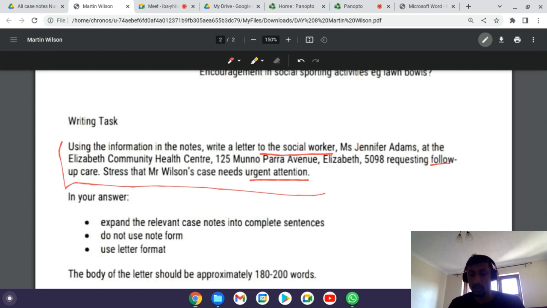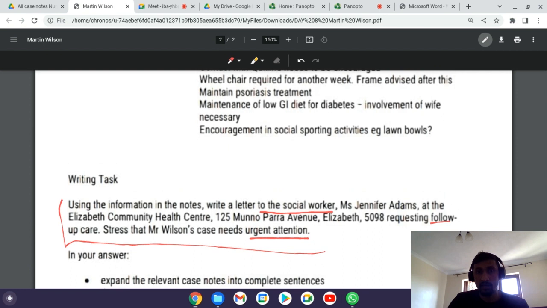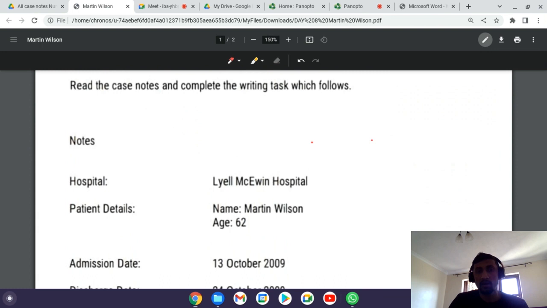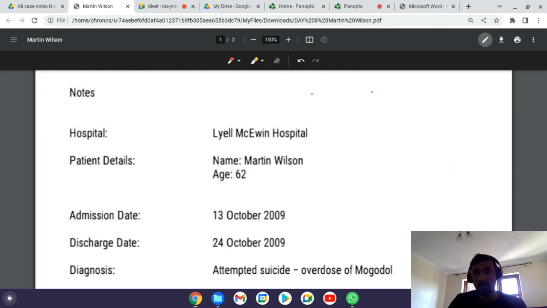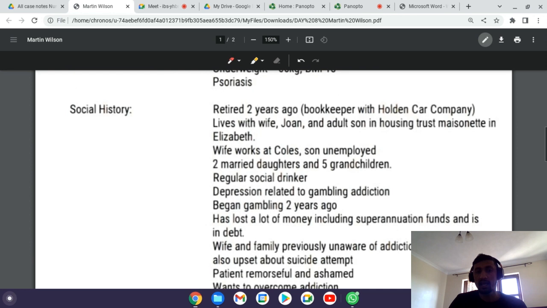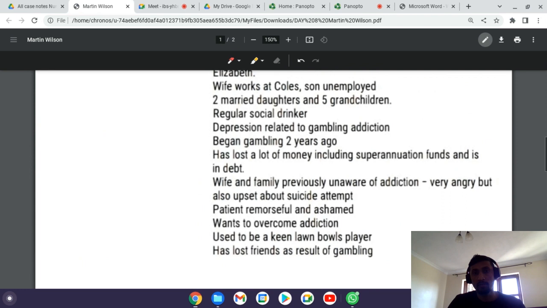Then we are going to see why we are writing a letter to the social worker, why the patient needs urgent attention, and why the patient requires follow-up care. For that we have to read from top to bottom. We have 5 minutes reading time. It's given that Lael McEwen Hospital is the hospital where you are working. The patient is Martin Wilson, 62 years old, with admission date, discharge date, and diagnosis already given, followed by past medical history, social history, nursing management and discharge plan. So how are we going to write a letter from this case note?